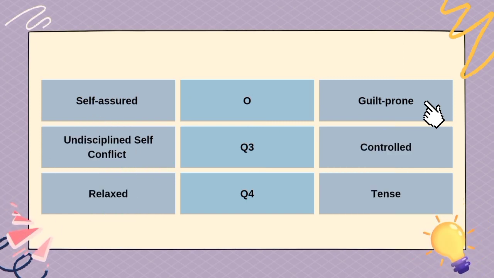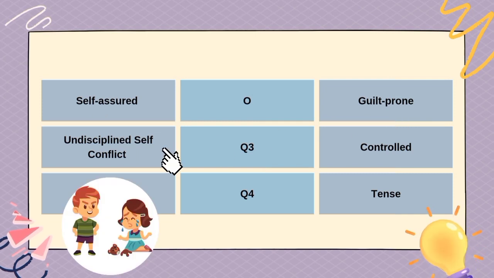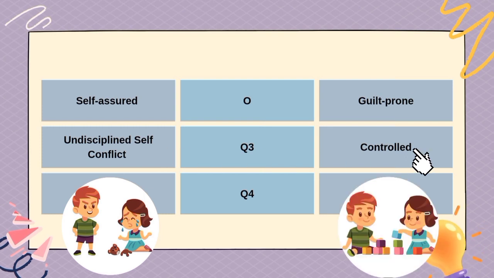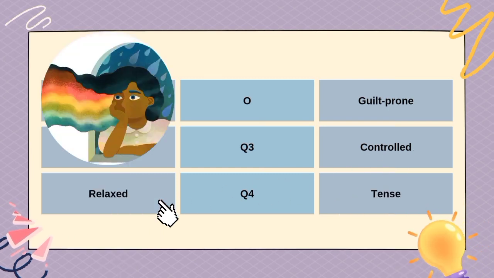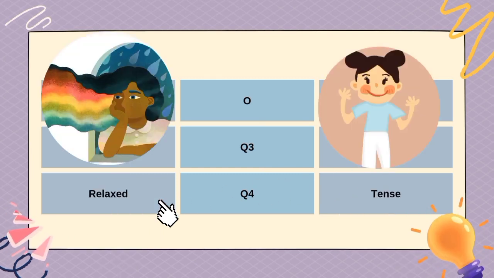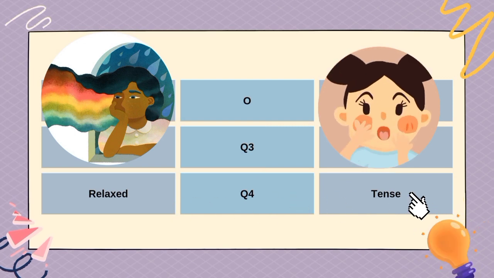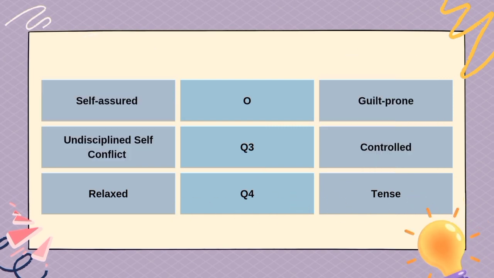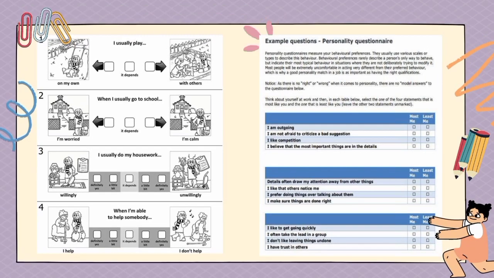So the next factor is undisciplined self-conflict, or if a child has low sentiment integration, and if a child has the opposite of it, which is being socially precise and controlled. The last factor is if the child is relaxed with low energetic tension, or most of the time tense, which shows high energetic tension. So now on the screen you can see an example of CPQ. The other one is for lower grades, and the other is for those children who can already read sentences.